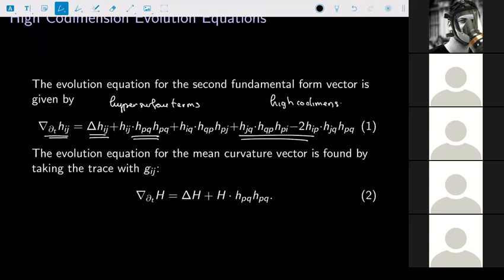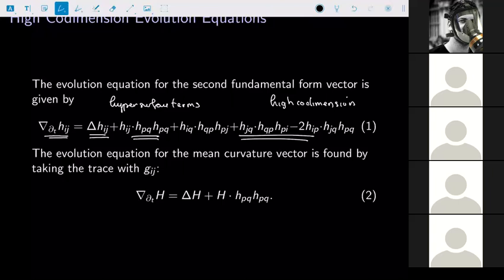If the codimension is 1, they vanish. But if the codimension is not equal to 1, but larger, equal to 2, then these actually appear and they have to be dealt with. So the evolution equation for the second fundamental form is much more complex in the high codimension case.